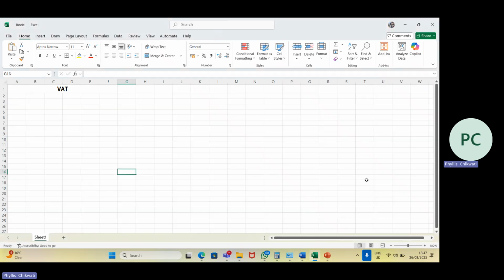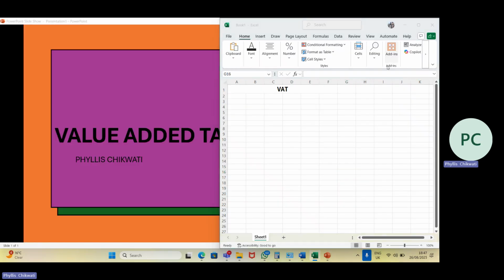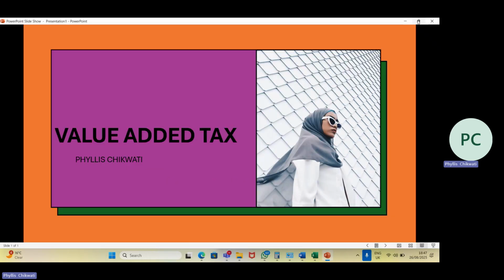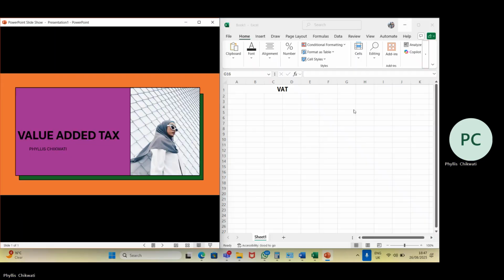Okay, so what are the things that you are required to know? I'm just going to pull out my Excel spreadsheet, because this is where we're going to do most of the work. I'm just going to have this at the side as well. For our VAT, what is it that you need to know? How do we calculate it? For me, I make it simple, because I use what we call a table formula. So without wasting much of your time, let's go straight to it.